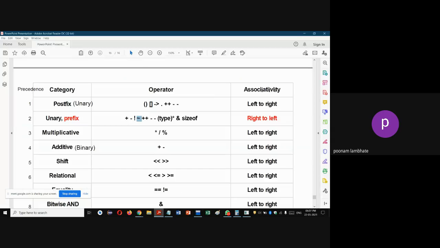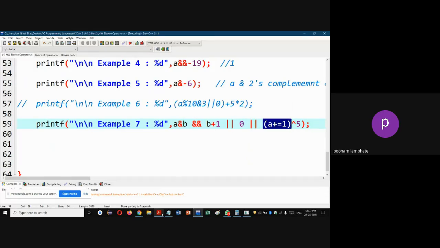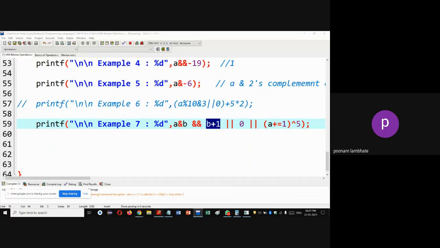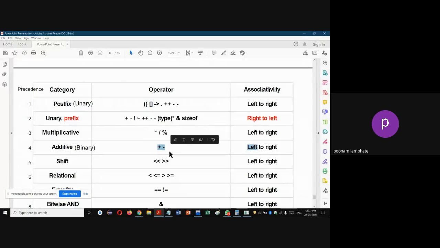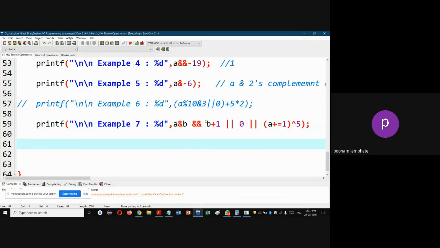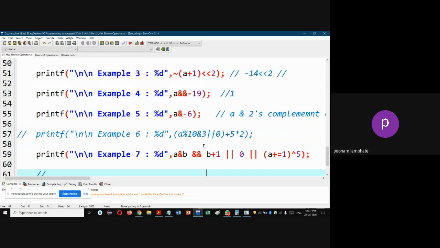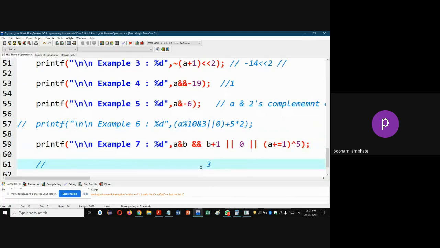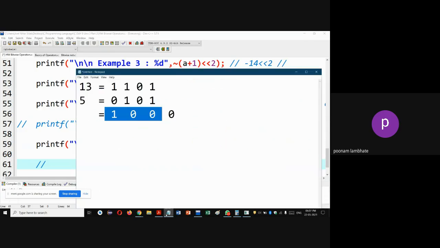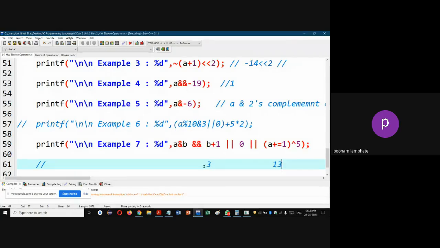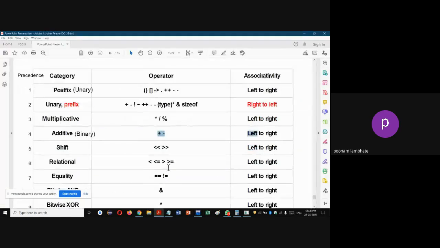After that, look into your table. Brackets you have performed. What else do you have? Bitwise and, logical and, binary addition. Binary addition will come next, as you can see here. So in binary addition, b plus 1. So let me write the values below it. B plus 1 is 2 plus 1, that is 3. And bracket we have solved, we have got 13. Now, next we have bitwise.